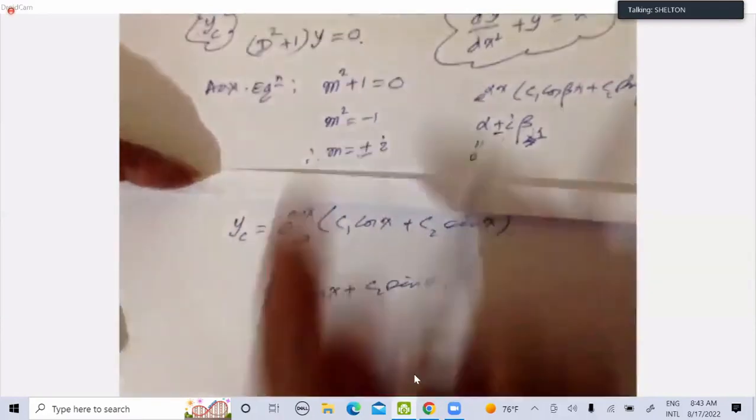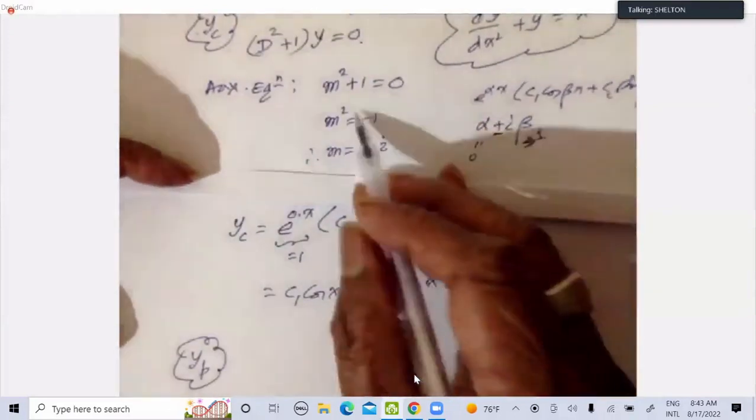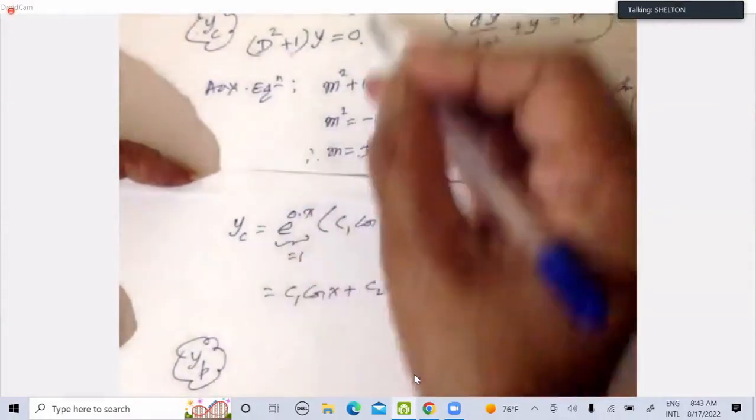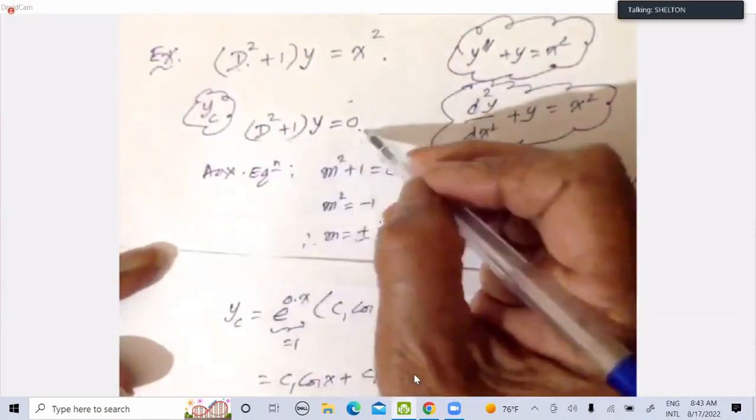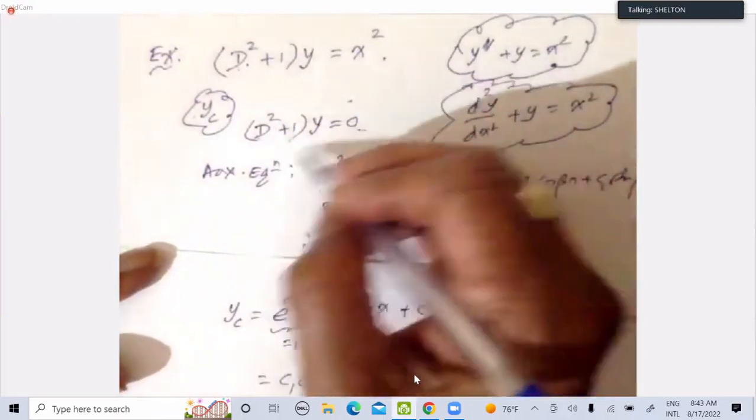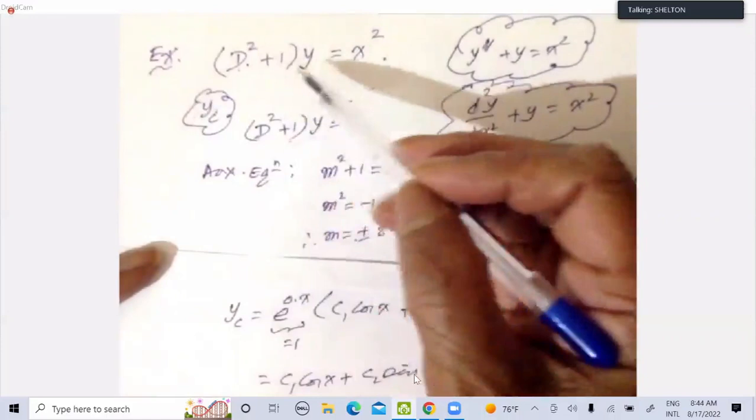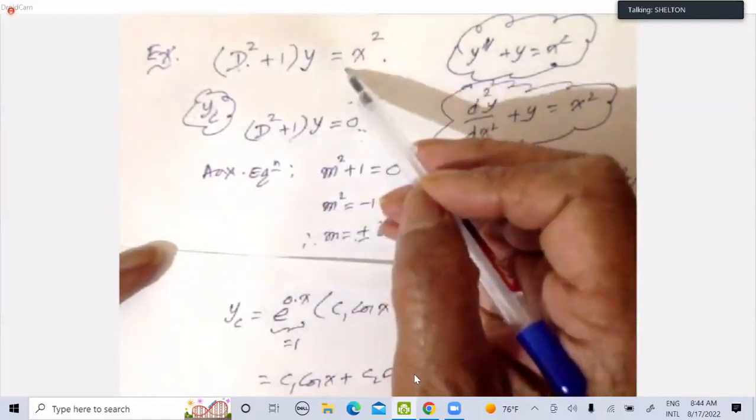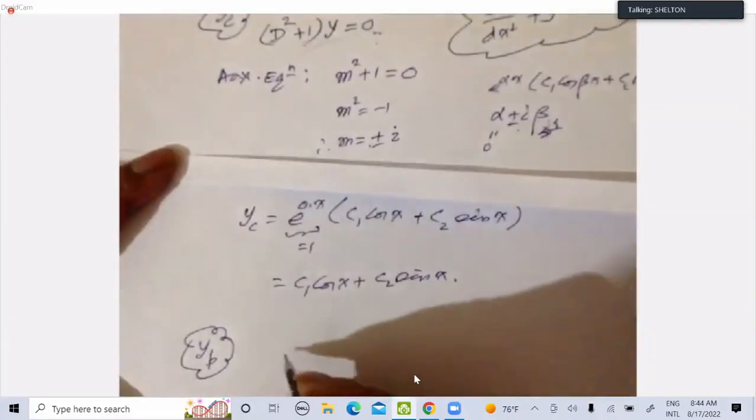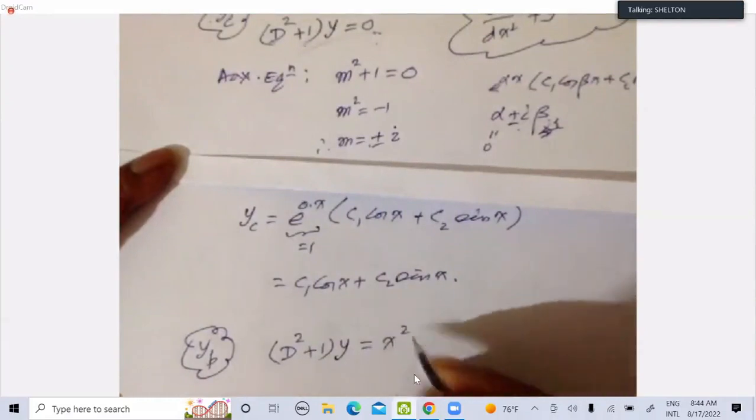And now I need a Y_P for this. How do I find Y_P? We don't use that particular solution. We have the general solution for the complementary function. Y_P is 1 over D squared plus 1 acting on x squared. Write the equation as D squared plus 1. We have the capital D operator already in.